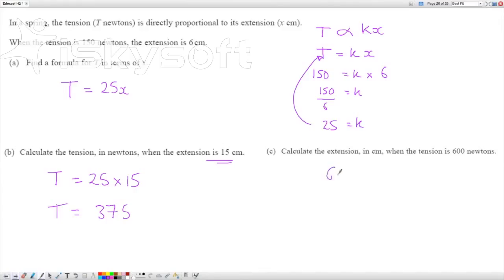We can also use this the other way. If they give us the tension, being 600, that is equal to 25x, where x is the extension. So to find our value for x, 600 divided by 25, so x is equal to 24. The extension there is 24 centimetres.